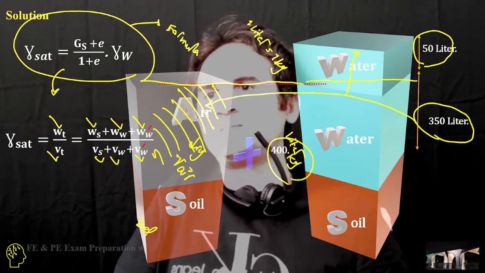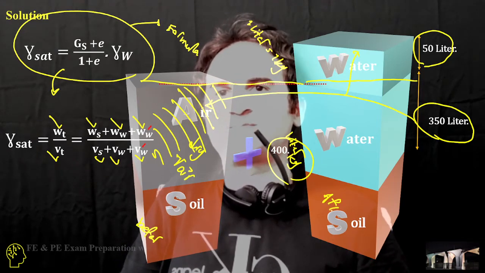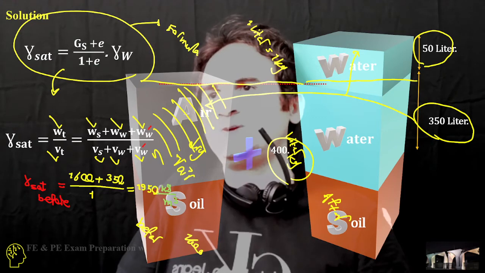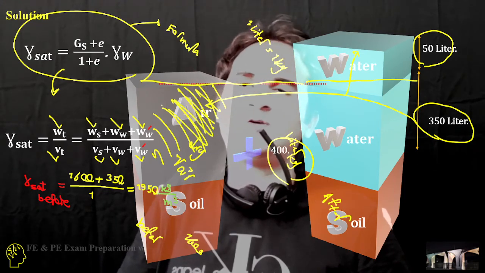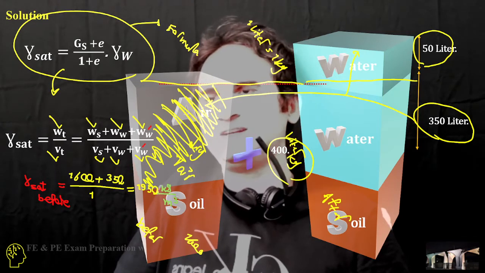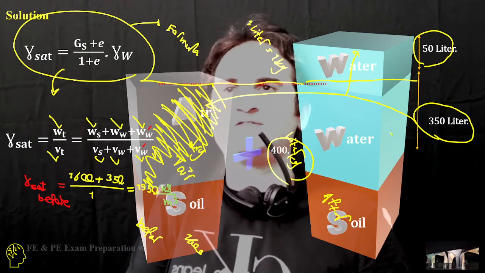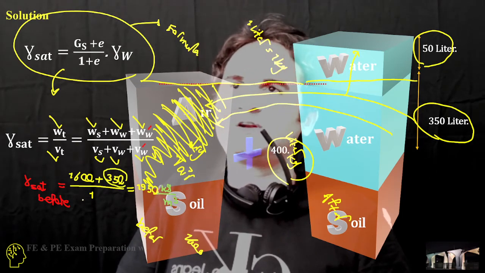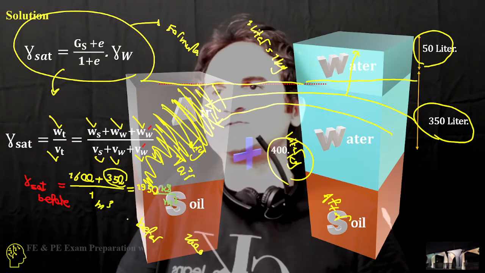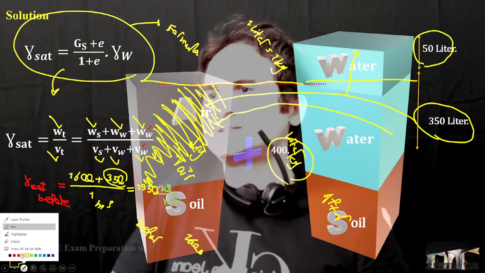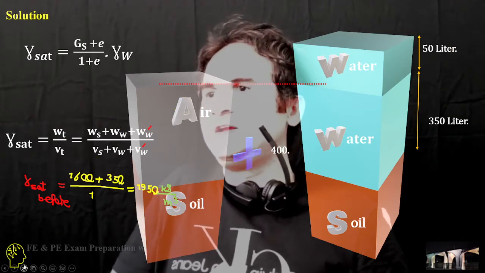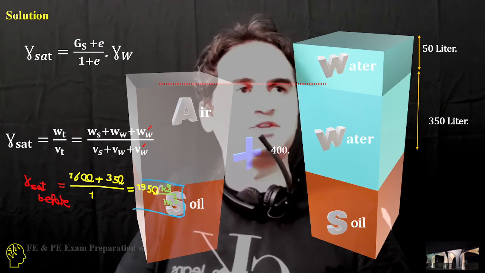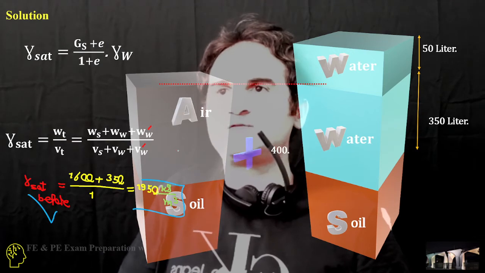So that's before and that's after. For the before scenario, gamma saturated is the weight of soil, and if you fill the whole air area with water, that's saturated, and from the second figure we easily understood that's 350 liters there, over the total volume, which is 1 cubic meter, which is provided. So it gives us a unit weight of 1950 kilograms per cubic meter for saturation in scenario 1.